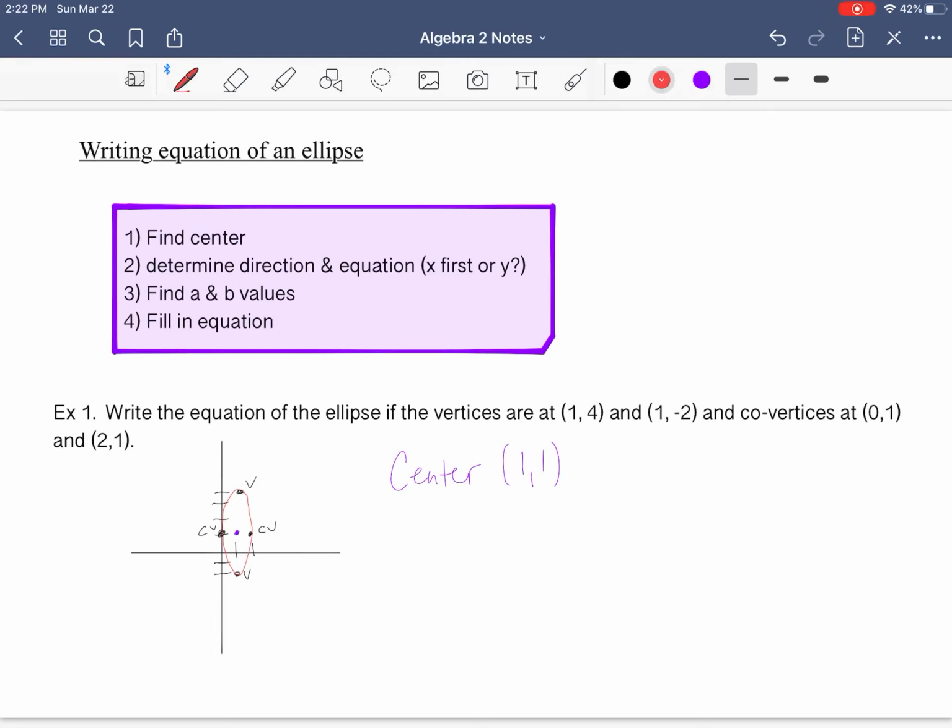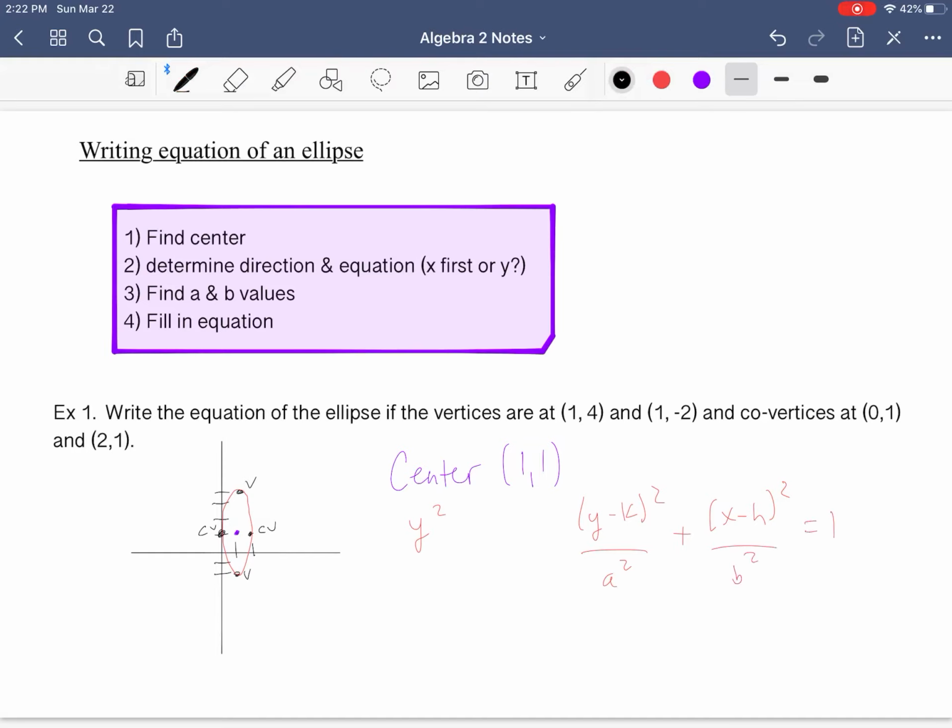We need to determine the direction. We already said it was vertical, so that's going to be a y squared equation, which means we're going to be using (y - k)^2 over a^2 plus (x - h)^2 over b^2 equals 1.